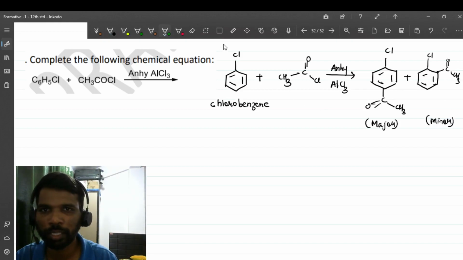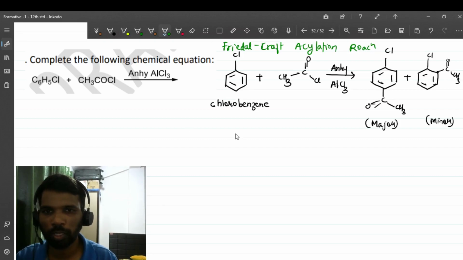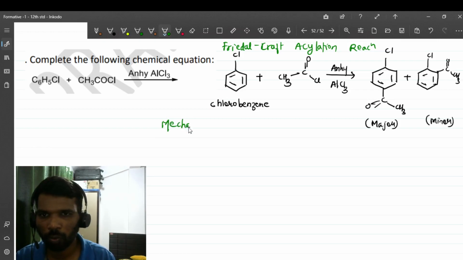The name of this reaction is Friedel-Crafts acylation reaction. The mechanism will not be asked in the exam, but you should know the mechanism, what happens.